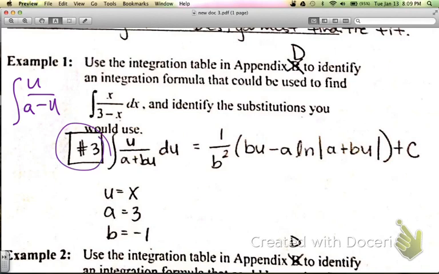So I found number 3. If you look in Appendix D in the back of the book, the third one looks something like that. It has a plus instead of a minus, but that's fine. The only other thing is that it has a b, but that makes sense. You could say that the constant in front of u is -1.